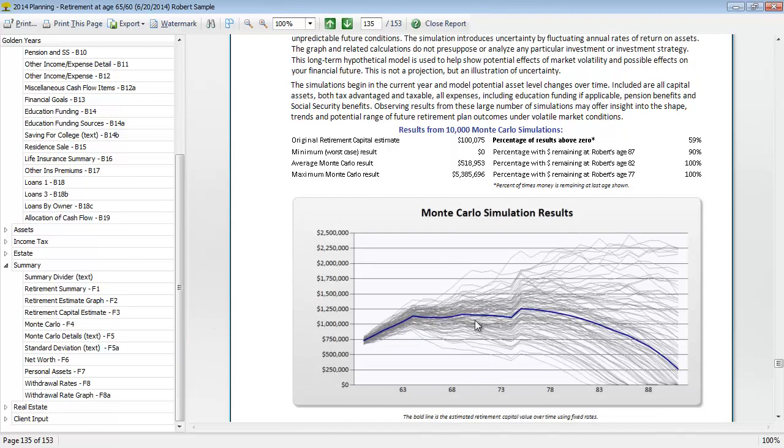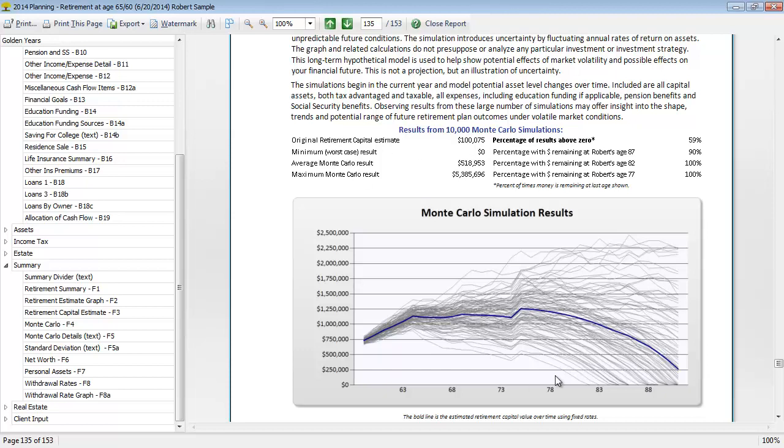So we can see the blue line. This is their results using that fixed rate of return that we just saw in F3. And then we can see those little gray lines, which represent a sample of those 10,000 simulations that are run using the random rates of return. So you'll notice the fan of results here, and the original retirement capital estimate, they ended up with $100,000. That was that fixed case with the fixed rates of return.